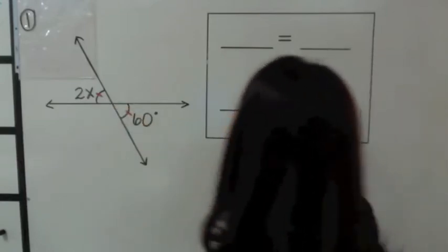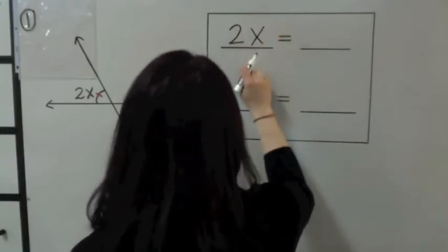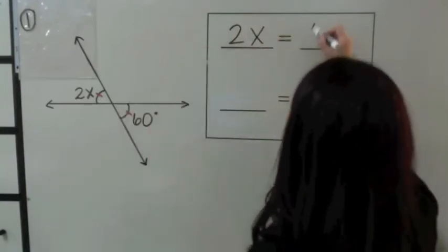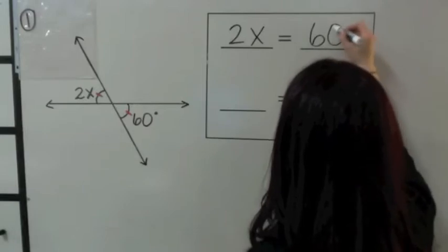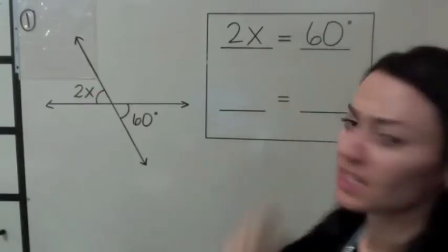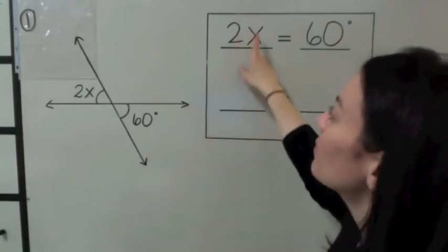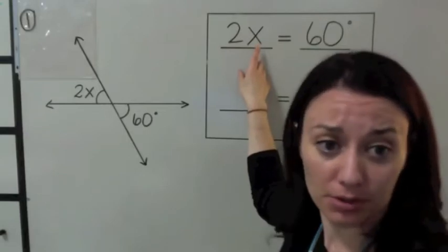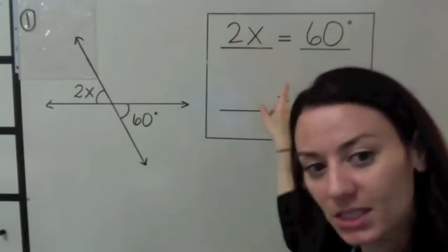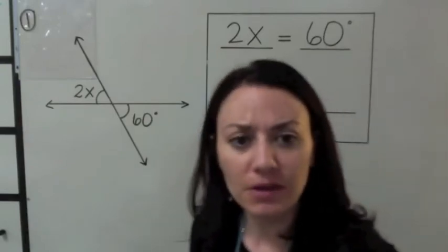Are they equal? Yes. So we would write that 2x equals, what does it equal? 60 degrees. Those need to be the same. Remember this? Okay, so if 2x equals 60, what exactly does that mean? It means 2 times some number is going to give me 60. 2 times what would give me 60? How would you figure that out?